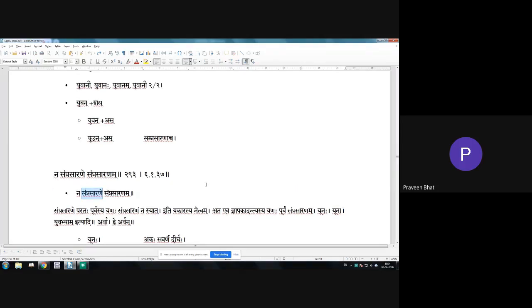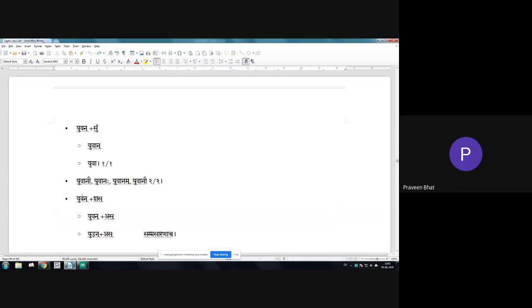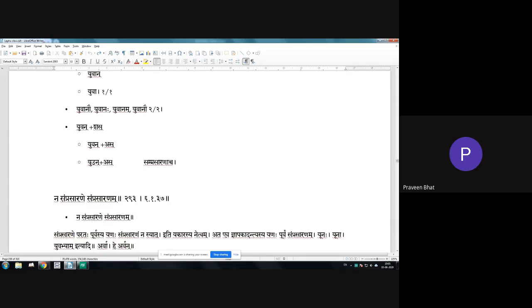Samprasarana is igyanaha samprasaranam: yan becoming ik is samprasarana. So if you have already done samprasarana of one yan letter, then the one which precedes should not take samprasarana. In our example it was yuva. Yakara and vakara both are part of yan. So which one should take samprasarana? That's the second thing that this sutra reveals.